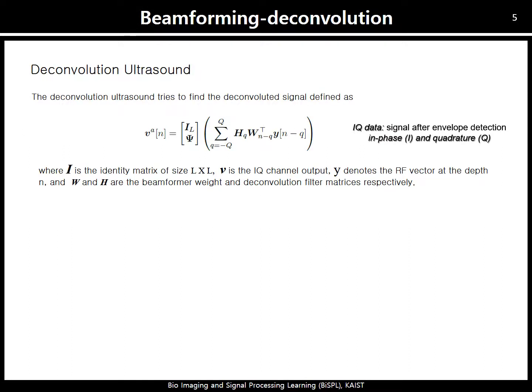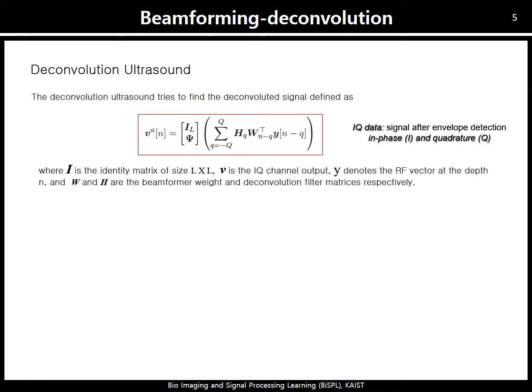In order to overcome these issues, deconvolutional ultrasound tries to find the deconvolved signals, as highlighted here, where I is an identity matrix of size L by L. L is the active aperture size, which means how many receivers you are using to scan a scan line.